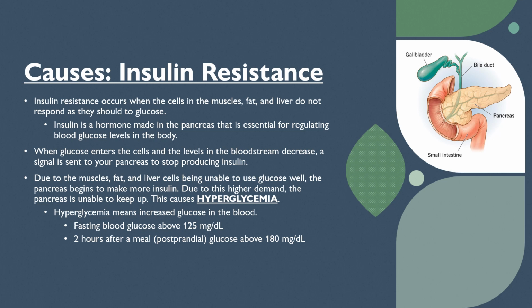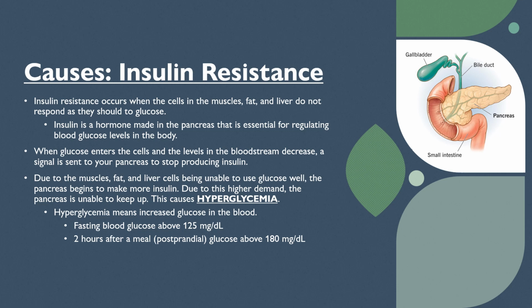When glucose enters the cells and the levels in the bloodstream decrease, a signal is sent to your pancreas to stop producing insulin. Due to the muscles, fat, and liver cells being unable to use glucose well, the pancreas begins to make more insulin. Due to this higher demand, the pancreas is unable to keep up. This causes hyperglycemia. Hyperglycemia means increased glucose in the blood.